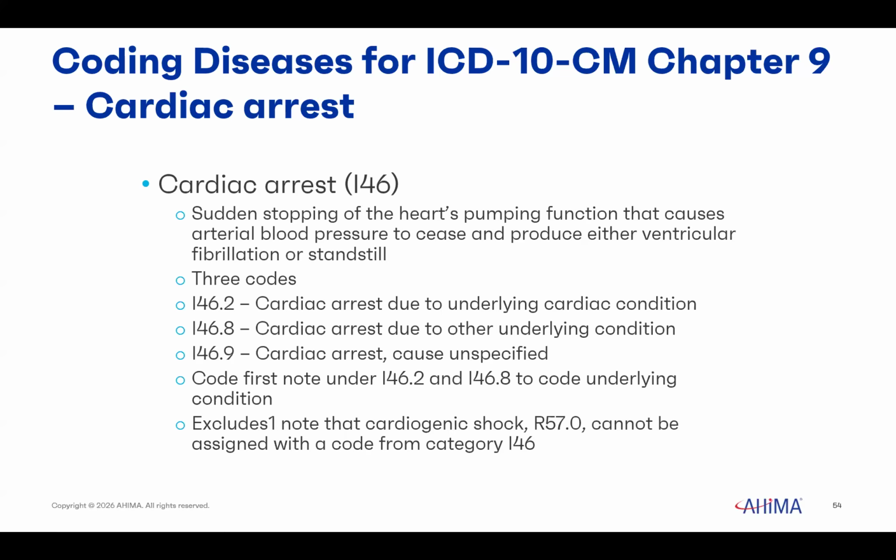These include I46.2, cardiac arrest due to underlying cardiac condition, I46.8, cardiac arrest due to other underlying condition, or I46.9, cardiac arrest, cause unspecified. And it's important to read the code first notes to code the underlying condition. There is an Excludes1 note that's very important in the tabular that cardiogenic shock R57.0 is not assigned with a code from I46.